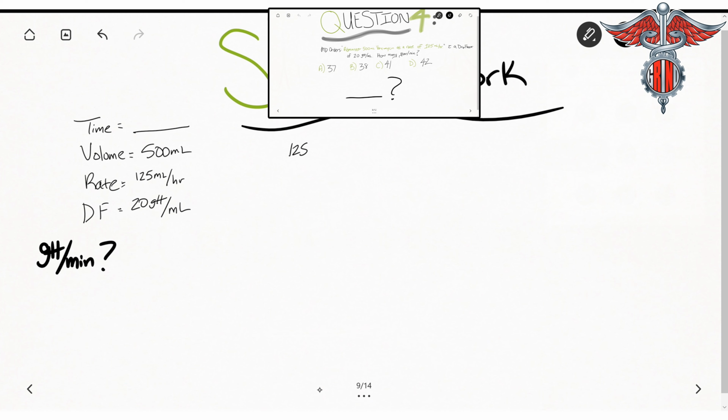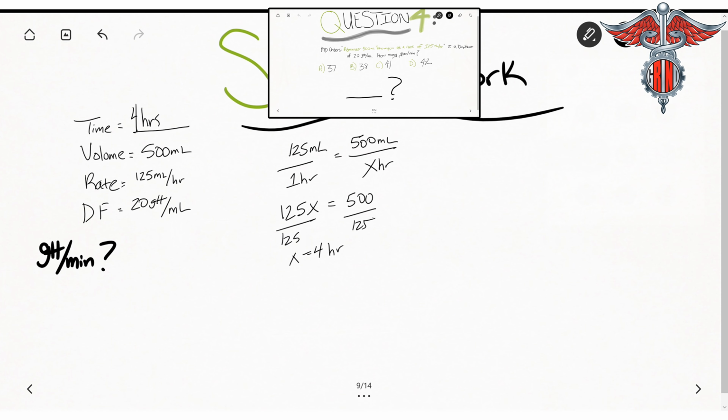So time for some cross multiplication. Cross multiplying, and whenever you divide both sides by 125, X equals 4 hours. Boom, now we have our time. Now at this point, we don't need to worry about this rate anymore. We'll just go ahead and get rid of that. We don't need any additional information to remain that's going to confuse us. So 4 hours. Good rule of thumb, let's go ahead and convert that over to minutes. So 4 hours times 60 minutes, just like before, equals 240 minutes.